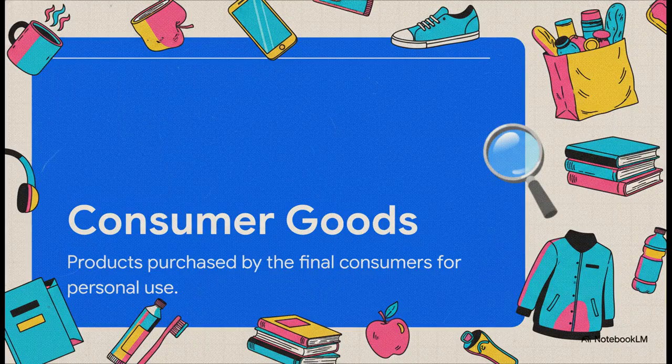Okay, so here's the textbook definition you'll want to lock in for the exam. Consumer goods are any products that are bought by the final consumer. That's you, that's me, for personal use. The key here, and I'm going to say it again, is personal use. This isn't for a business to make something else, it's just for you.